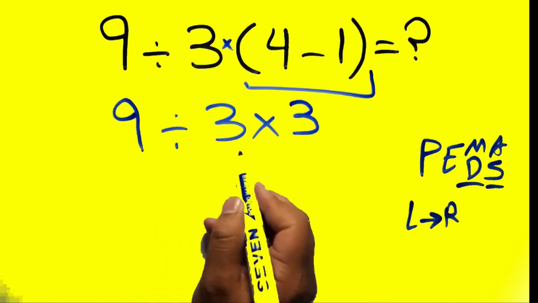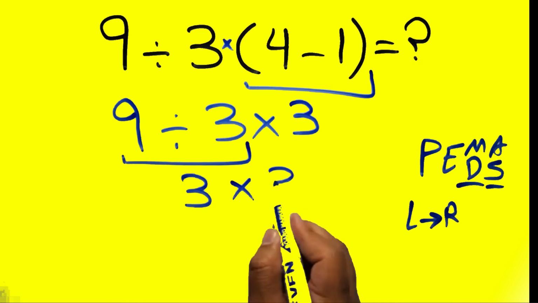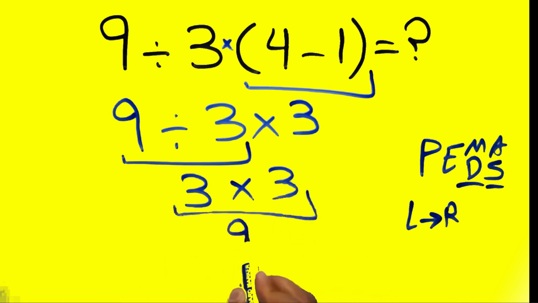9 divided by 3 is just 3. And 3 times 3 gives us 9. And this is our final answer to this problem.